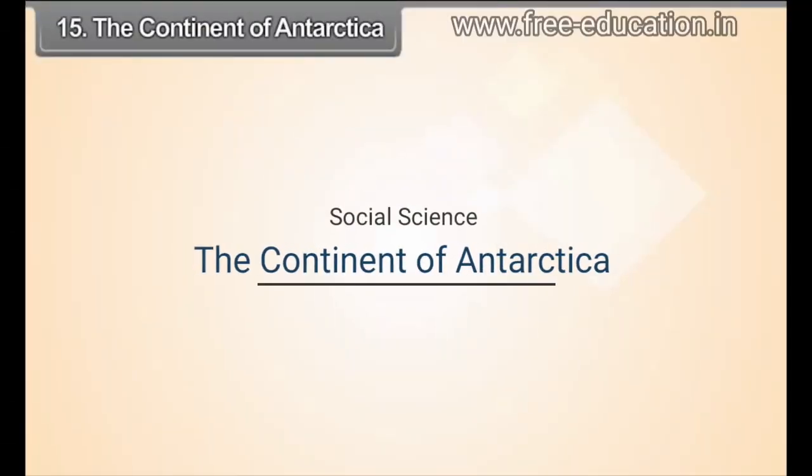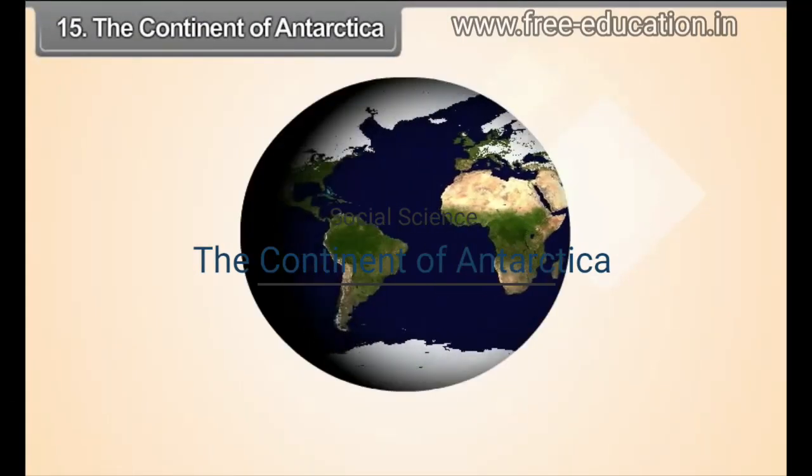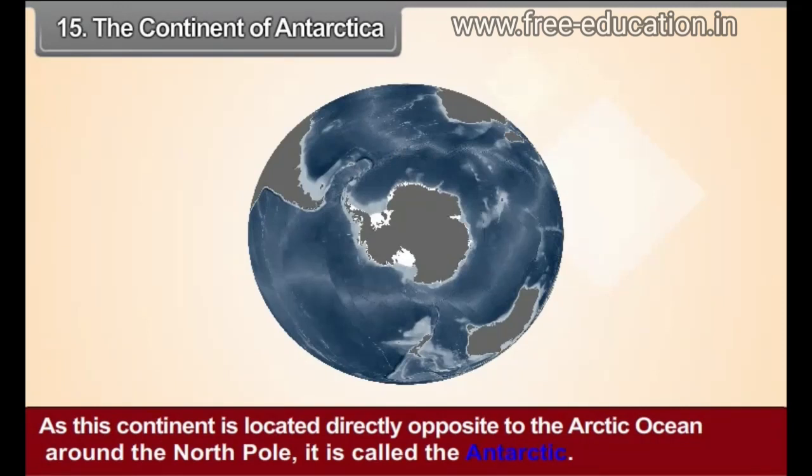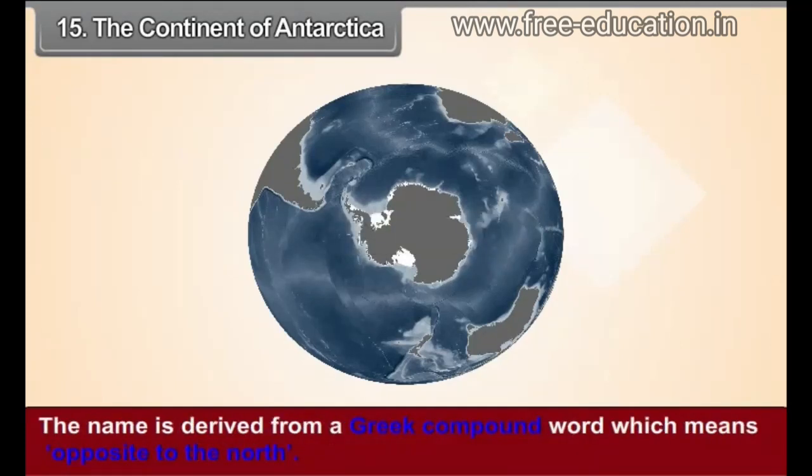Chapter 15, the Continent of Antarctica. The snow-covered land around the South Pole forms the continent of Antarctica. As this continent is located directly opposite to the Arctic Ocean around the North Pole, it is called the Antarctic. The name is derived from a Greek compound word which means opposite to the north.